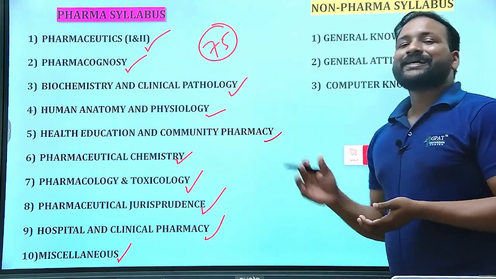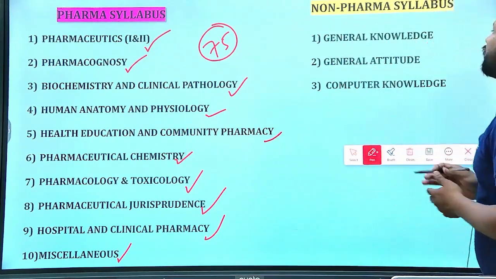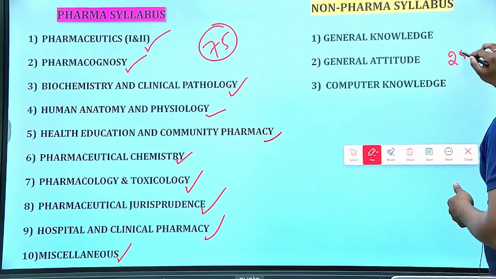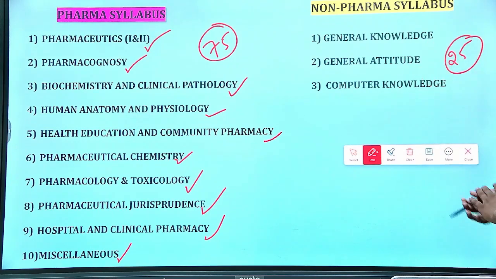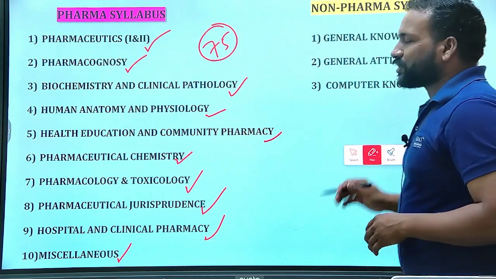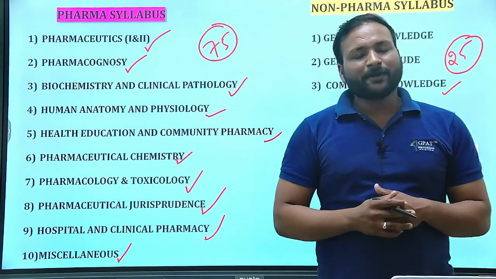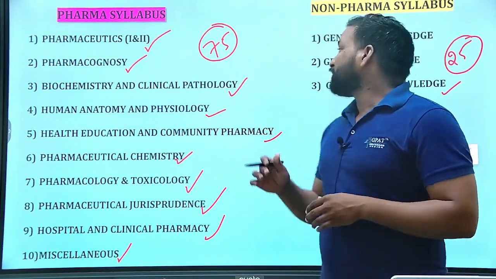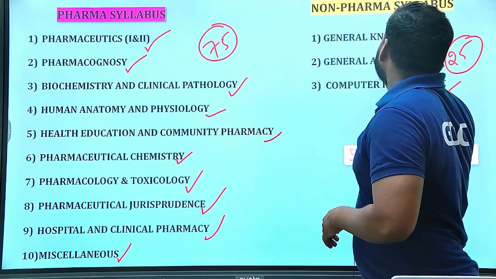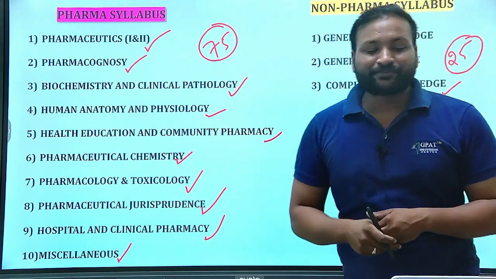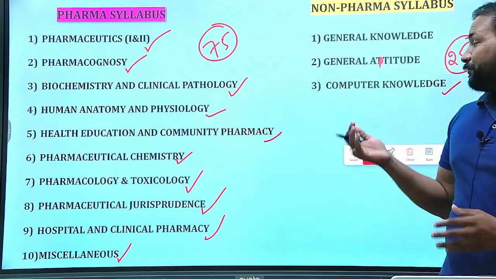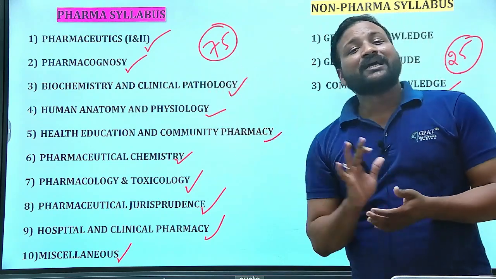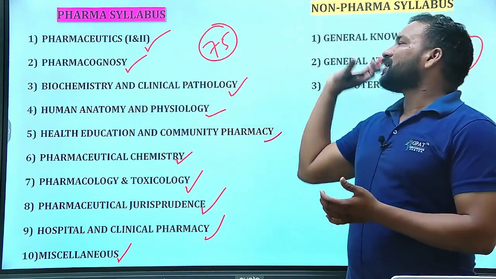But coming to the non-pharma part, which includes 25 questions, it covers general knowledge, general aptitude, and computer knowledge. Clear? So these are the syllabus for pharma as well as non-pharma.